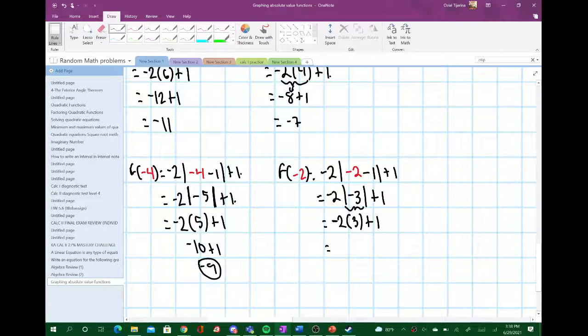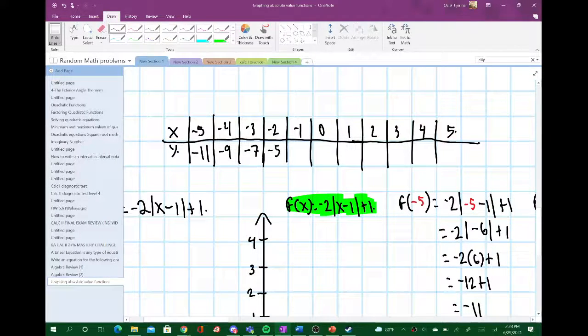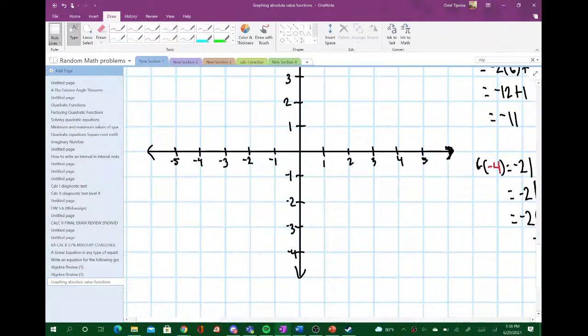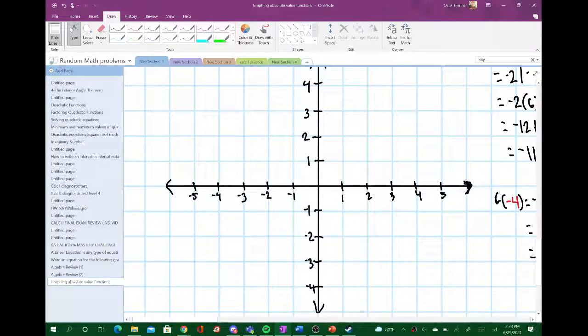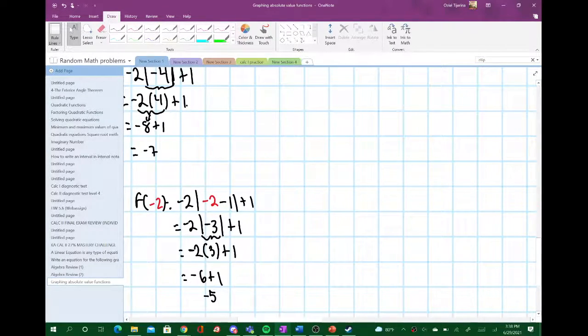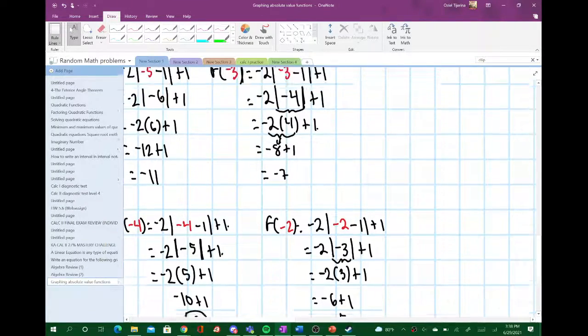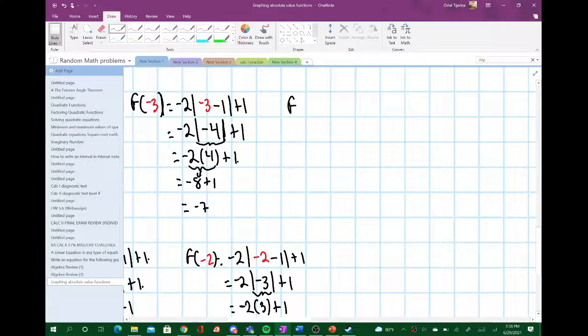So then what is negative 2 times 3? That's negative 6 plus 1. That's going to be negative 5. So when x equals negative 2, y is equal to negative 5, right? And we still can't plot it because you see we don't have a negative 5 here. When I drew this graph, I guess I didn't do it in the right scale, but we're going to get there, right? And I'm doing this very slowly because I don't want to speed up too much.